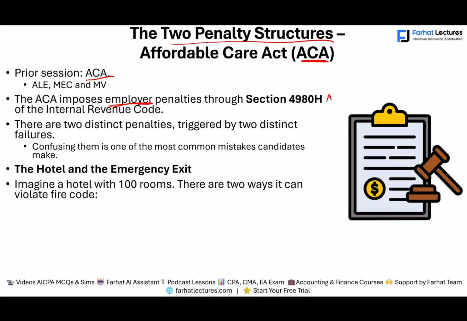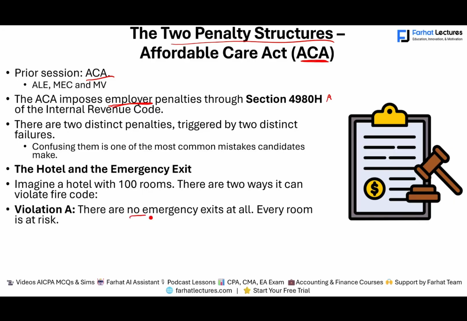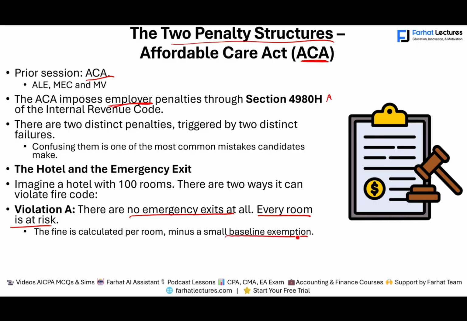Imagine a hotel with 100 rooms, and there are two ways this hotel can violate the fire code. One is there are no emergency exits at all. Every room is at risk. So this is violation A. What do you think? Is this a serious violation? Of course, there are no emergency exits in this hotel. The fine here is computed per room minus a small baseline exemption. So when they charge you the penalty, they're going to say every single room is in violation, minus maybe 2-3 rooms, a baseline exemption.